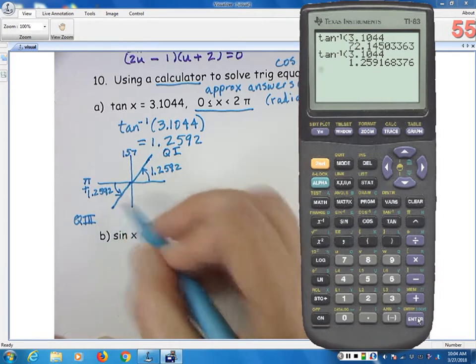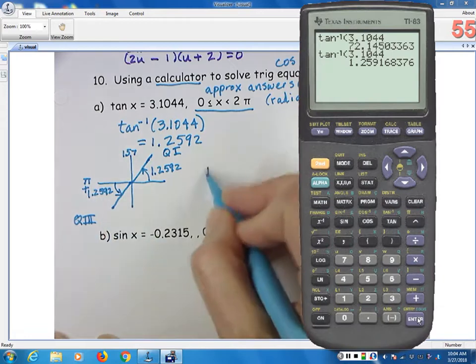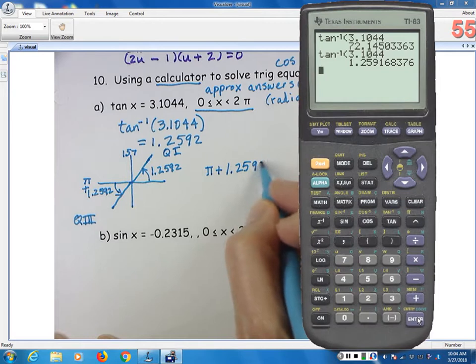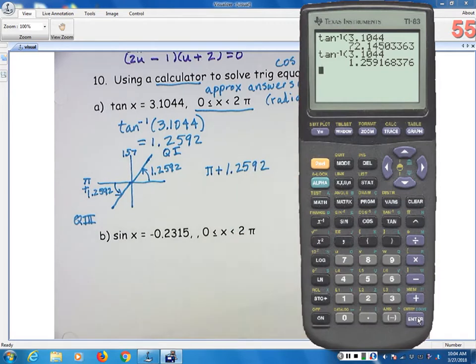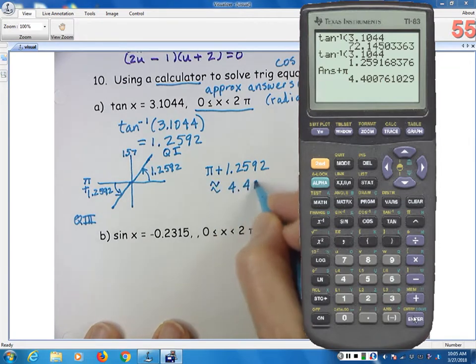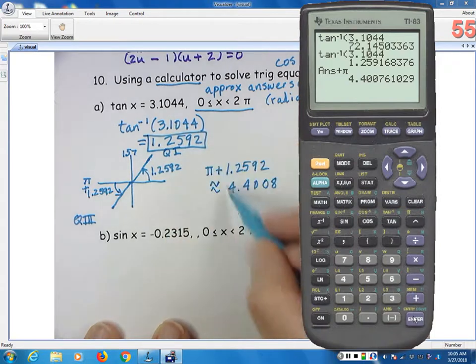This angle is going to be pi plus 1.259. So, second pi plus, so it's approximately 4.4008. So our two answers are this and this.